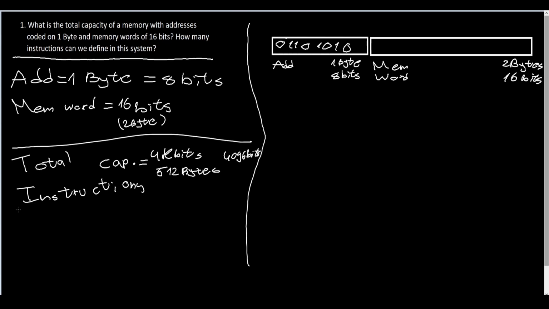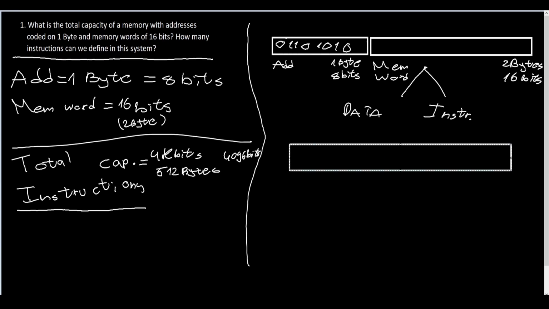Now it's time for us to calculate the amount of instructions that we can define in the system. And it's pretty simple. So we know, like I mentioned earlier, that a memory word can either contain data or an instruction. Now, our memory word in this case is made up of 16 bits. So how many instructions can we define? We have a 16-bit memory word, and we have the address.